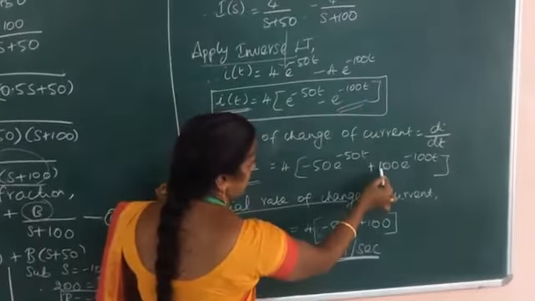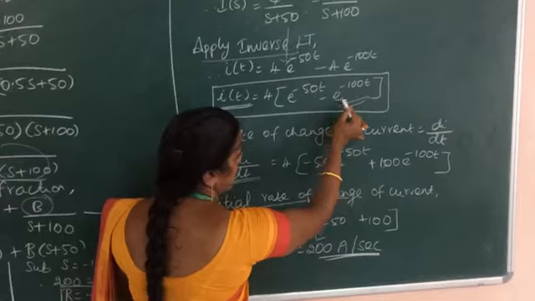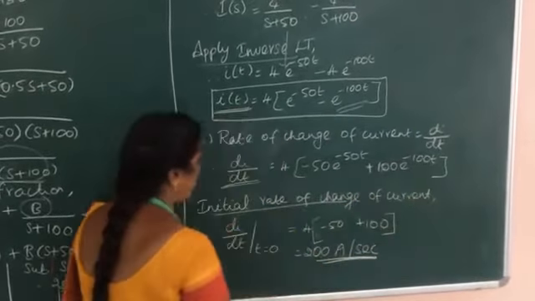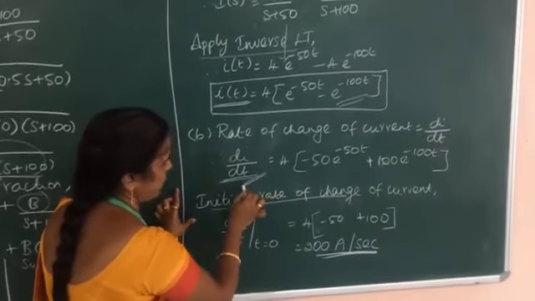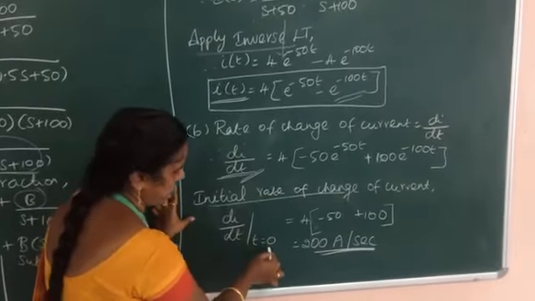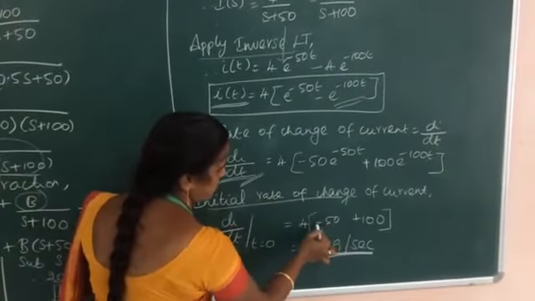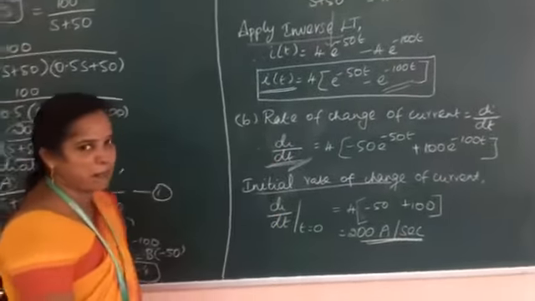So you can write as minus 100 into e power minus 100t. So minus and minus 100 becomes positive, so plus 100 into e power minus 100t. We are going to find the initial rate of change of current. So once we have found this value of di by dt, you can substitute t is equal to 0. So you are getting 4 into, for this term, e power 0 becomes 1, so minus 50 plus 100. So the answer is 200 ampere per second.